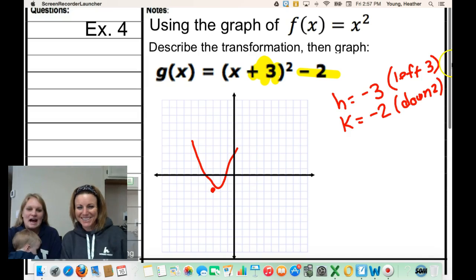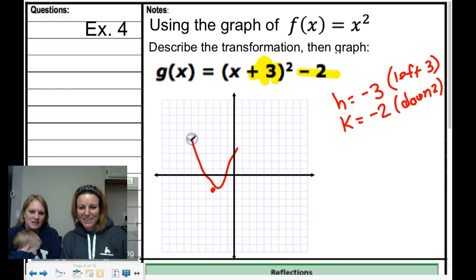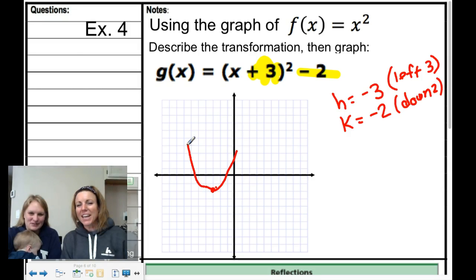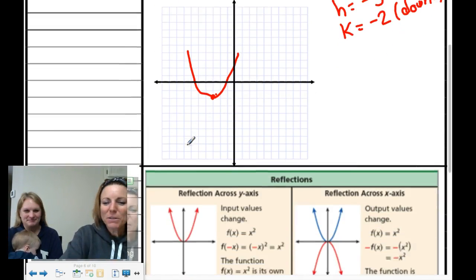Anyways, so we're going to change this because Miss Young didn't like that I didn't hit my vertex perfectly. So we're going to make it go through. There we go. Okay. All right. So now I'm going to scroll down.